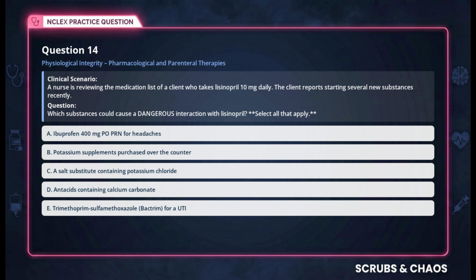A nurse reviews the medication list of a client who takes lisinopril 10 milligrams daily. The client reports starting several new substances recently. Which substances could cause a dangerous interaction? Select all that apply. A. Ibuprofen 400 milligrams by mouth as needed for headaches. B. Potassium supplements purchased over the counter. C. A salt substitute containing potassium chloride. D. Antacids containing calcium carbonate. E. Trimethoprim sulfamethoxazole, Bactrim, for a UTI.